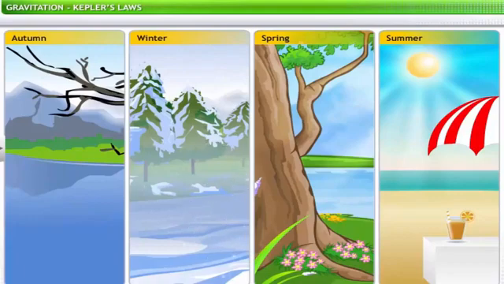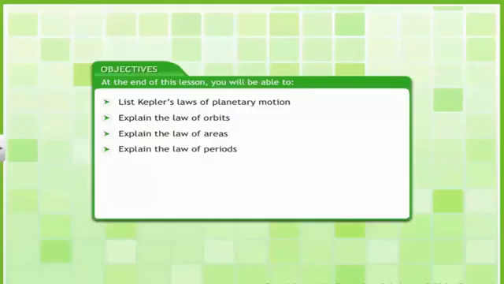In this lesson, you will learn about Kepler's laws of planetary motion. At the end of this lesson, you will be able to list Kepler's laws of planetary motion, explain the law of orbits, explain the law of areas, and explain the law of periods.